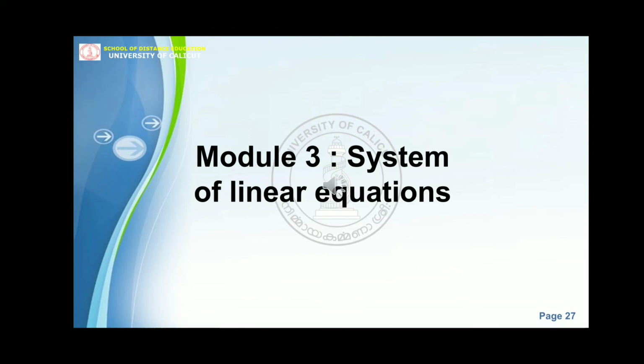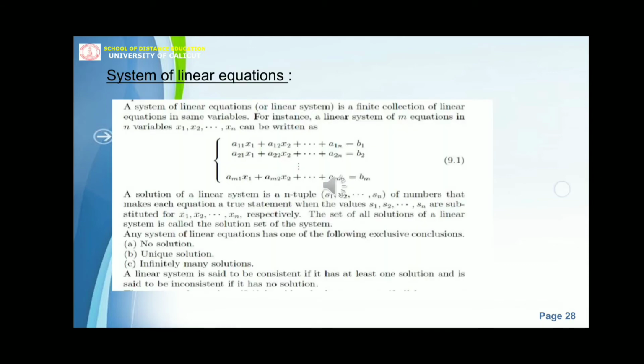Module 3, System of Linear Equations. A system of linear equations is a finite collection of linear equations in the same variables. So here we are given a system of linear equations.